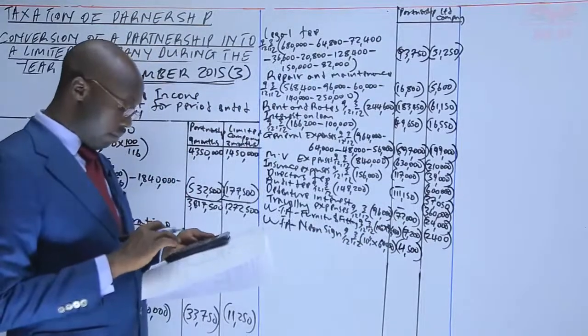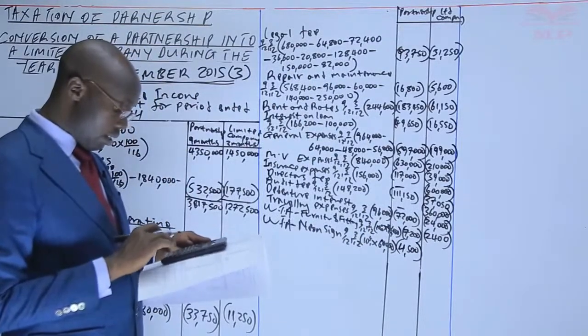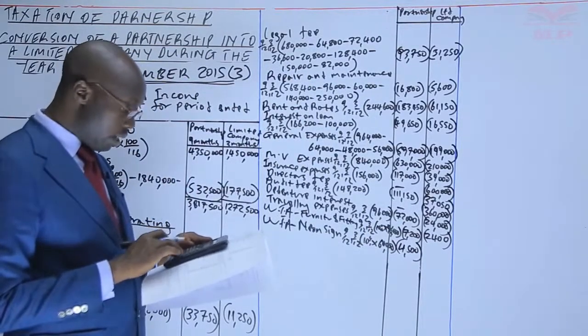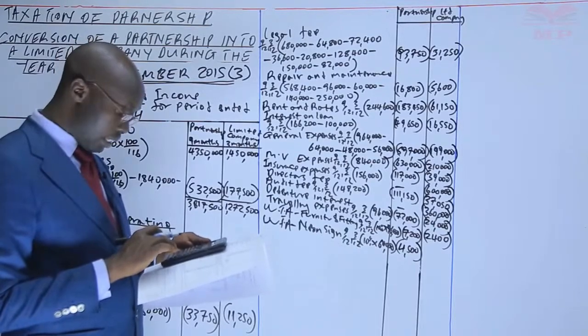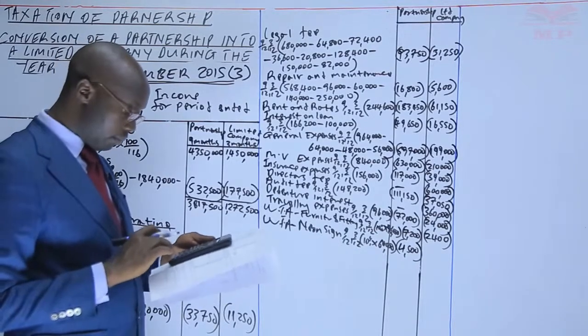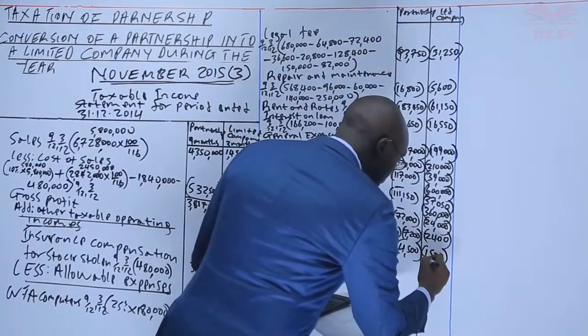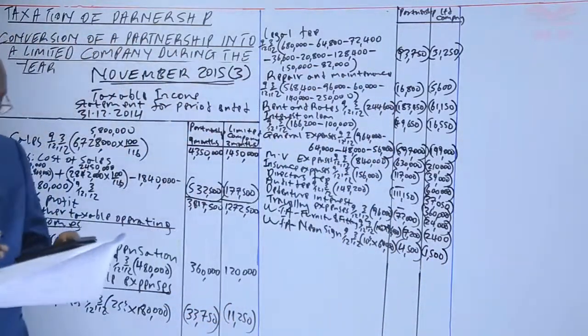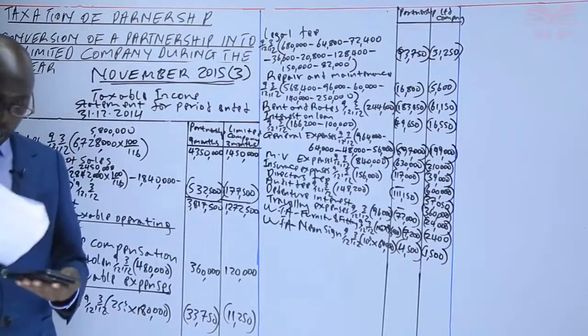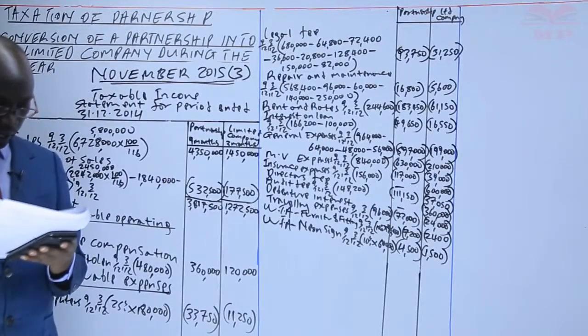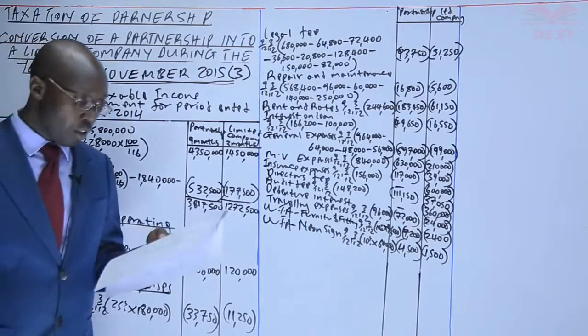The other one is the same, 3 over 12 times 6,000, 1,500. Yeah. And we continue. Another fixed asset that we have in point 5 is the designing of an office block.